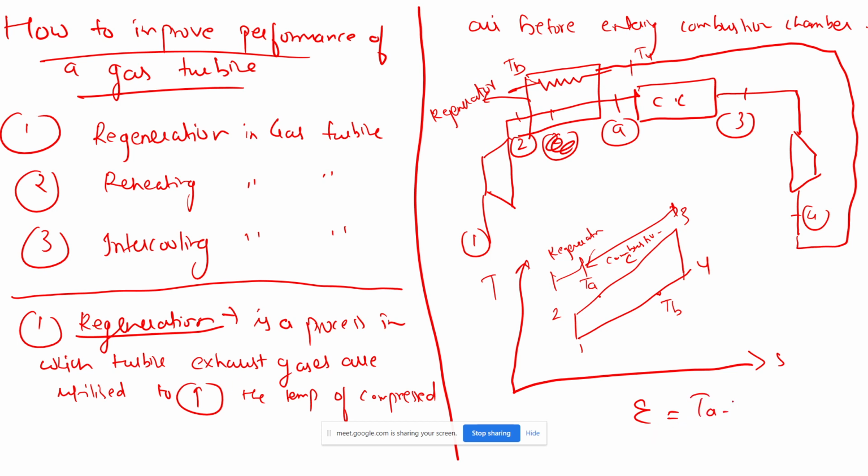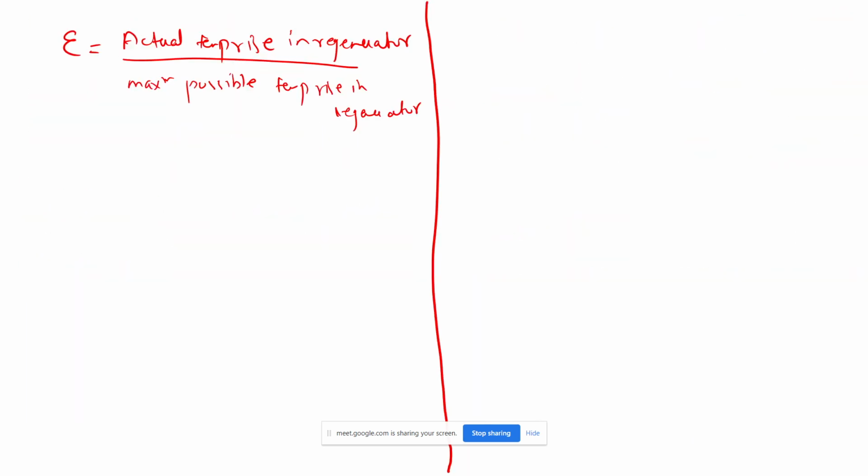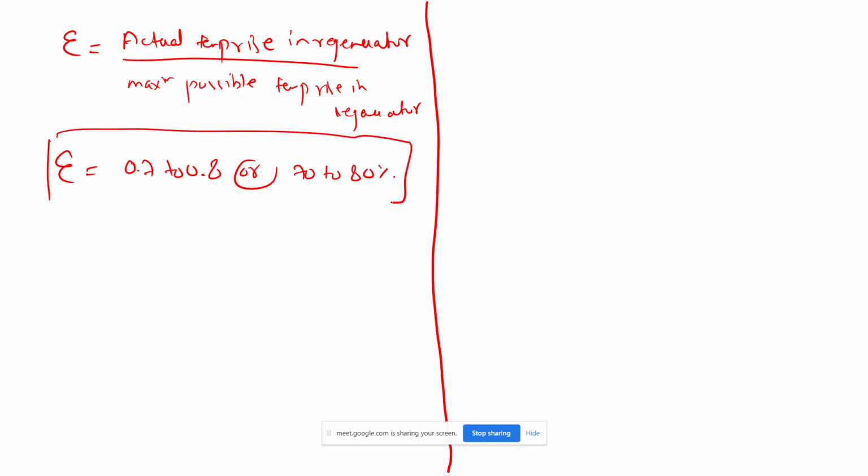It is Ta minus T2 upon the maximum possible. What is the maximum possible temperature rise which we can get? T4 minus T2. Yes, it is right. T4 is the maximum temperature and T2 is the minimum temperature. So the difference is the maximum temperature rise which we can obtain, but we are only obtaining Ta minus T2. The rest is lost. Basically the effectiveness of the regenerator is 0.7 to 0.8 only, or you can say it is only 70 to 80% effective. There will always be a loss of 20 to 30%.